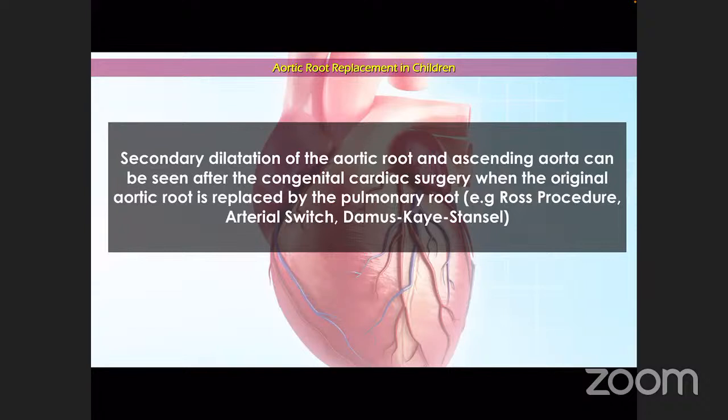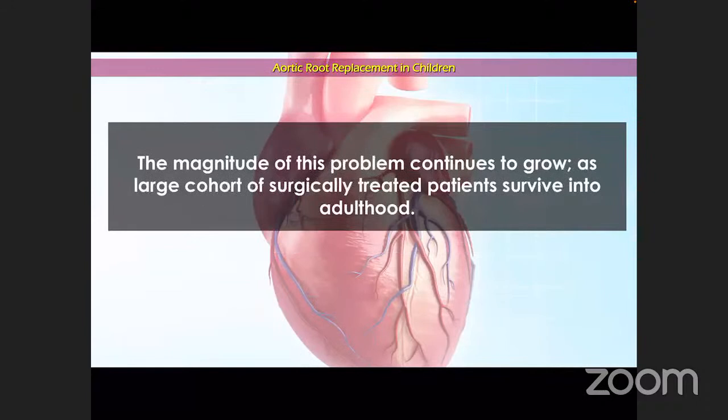Also, we see this in patients with arterial switch, again, where the aorta and the pulmonary artery are switched, so to allow the LV to be connected to the reconstructed aorta. So the neo-aorta is originally a pulmonary artery, and this can also be dilated. Also in patients where we do the Damus-Kaye-Stansel connection, where the pulmonary artery is connected to a diminutive aorta to bypass a narrow left ventricular outflow tract or even aortic atresia. And these patients are also subject to have dilatation of their aortic root.